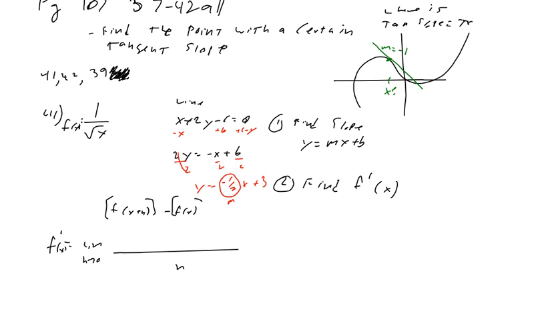I plug in my x plus h to the equation minus my regular equation. So I'm going to take this x plus h and put it into the x. So I get 1 over square root x plus h minus 1 over square root x, over h.